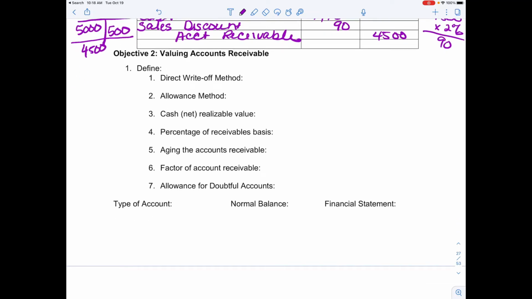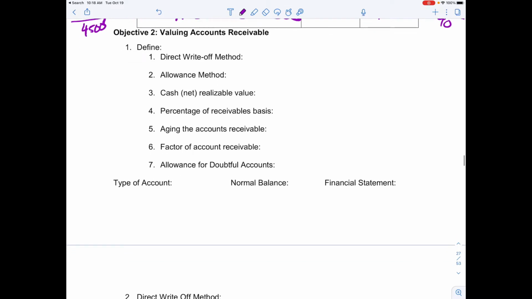We'll look at some percentages of accounts receivable basis and the aging of accounts receivable, as well as factoring, which means you can sell your accounts receivable. Some people do this if they need cash quickly. You sell it to somebody else and they collect it.